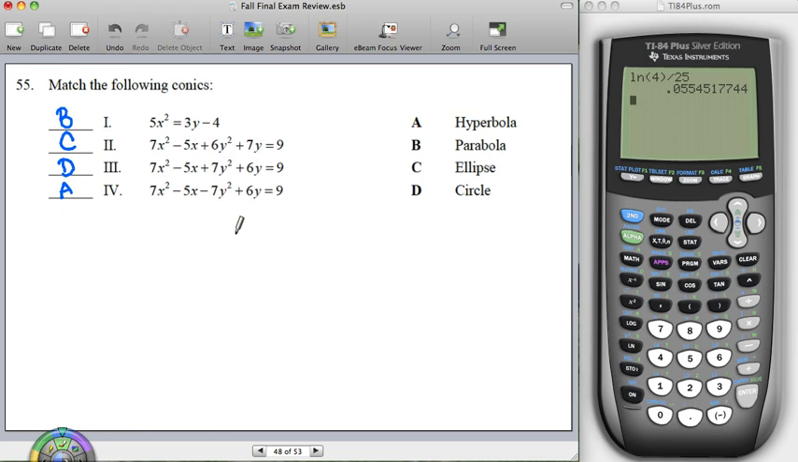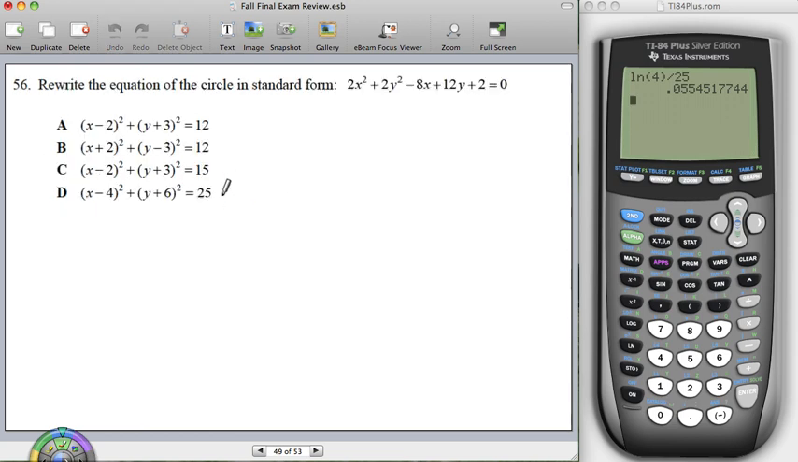All right, we're almost done. 56. Write the equation of the circle in standard form. So I'm going to go ahead and rearrange so my x's are together and my y's are together, and I'm going to factor out my leading coefficients. Actually, I'll just show you all of my work. I'm going to move this to the other side, the minus 2. I can take out a 2. I'm going to put this down here because I'm going to run out of space.